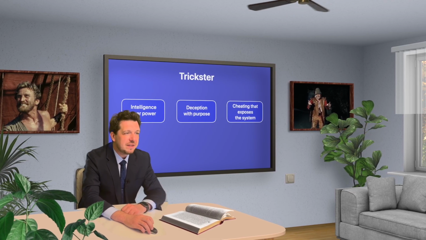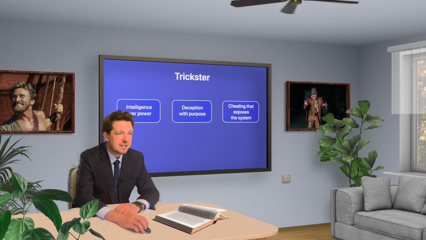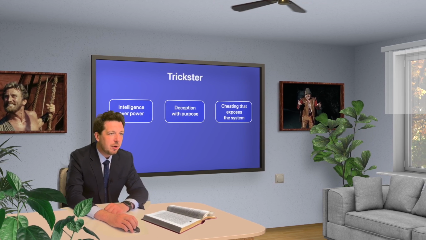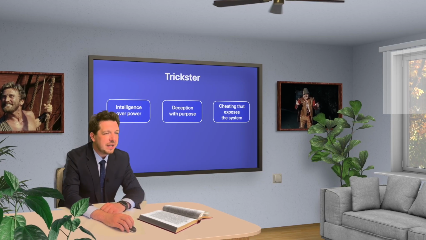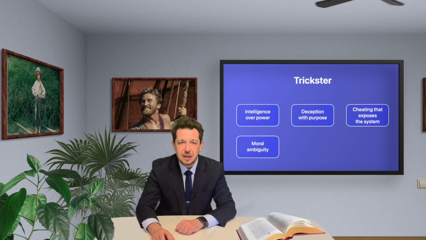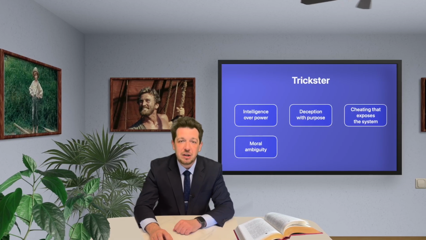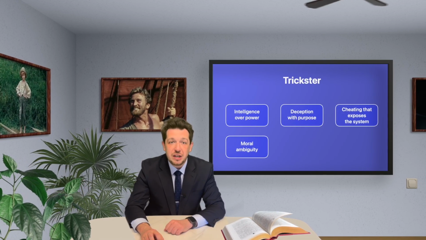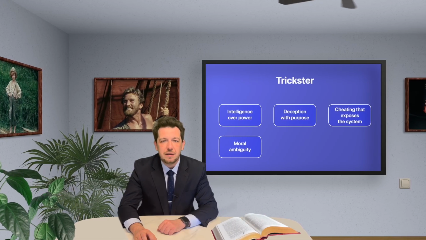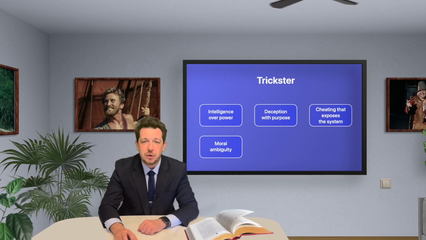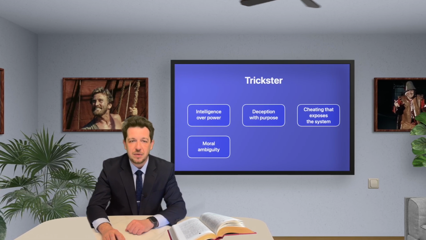Cheating that exposes the system. Tricksters do not simply break rules, they reveal them. Their actions expose hypocrisy, rigidity, or the hidden logic of social systems. Moral ambiguity. Tricksters are neither villains nor moral paragons. They are often selfish, yet occasionally ethical. They force readers to question whether it is the character's behavior that is wrong, or the system itself.